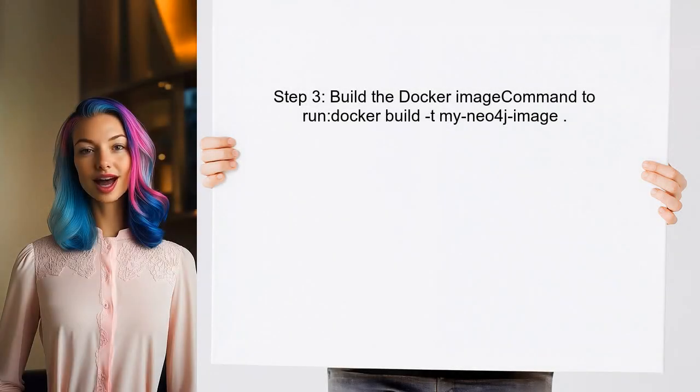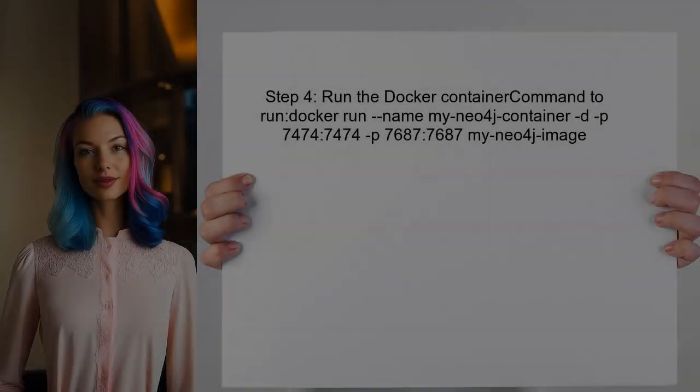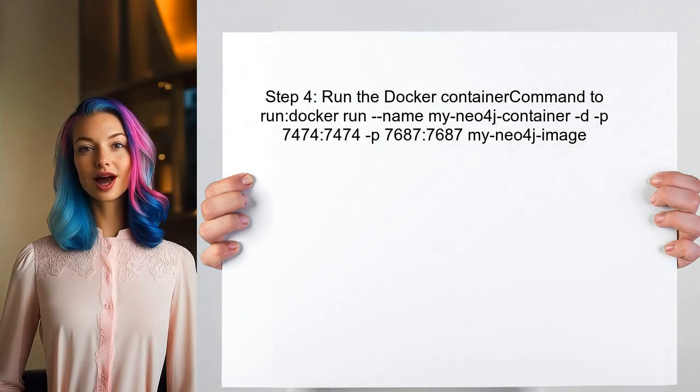Now, the user can build the Docker image using the Dockerfile. This step will package the Neo4j image along with the initial data. After building the image, the user should run a container from this image. This will start the Neo4j database with the initial data loaded.